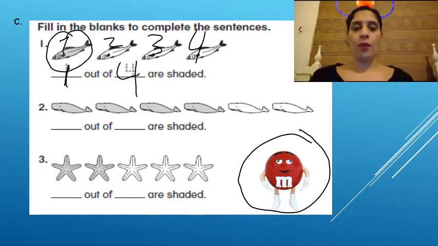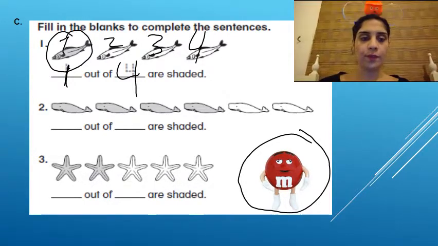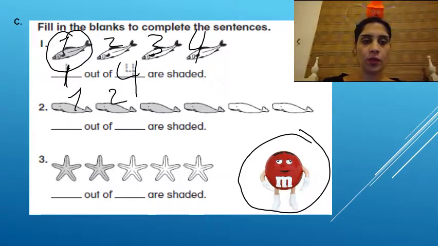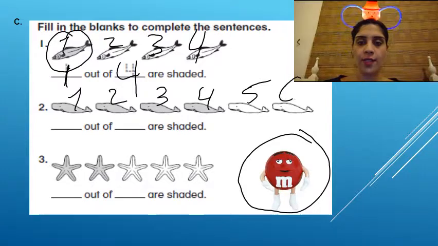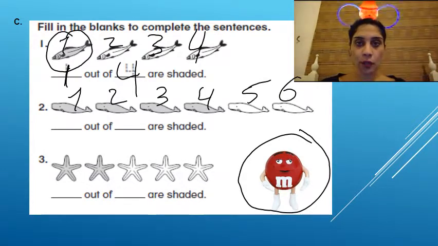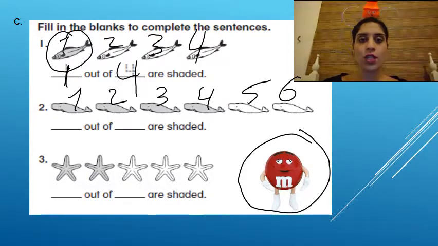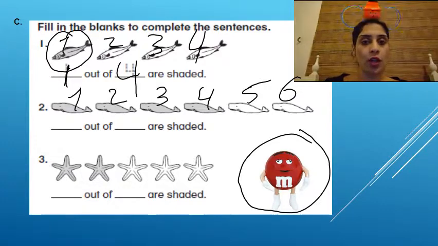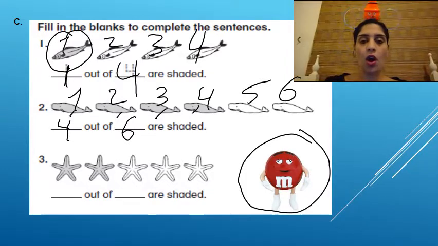Let's go. We have to count the whole fish together. This is 1, 2, 3, 4, 5, 6. How many fish are in all? There are 6 fish in all. How many are shaded? It means they are colored inside. 1, 2, 3, and 4. Then you have to write here 4 out of 6 are shaded.